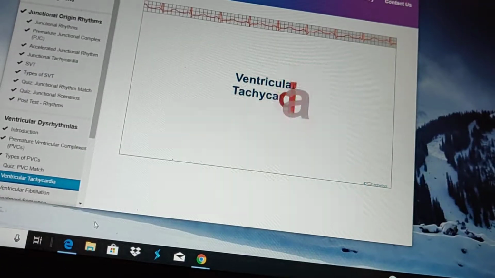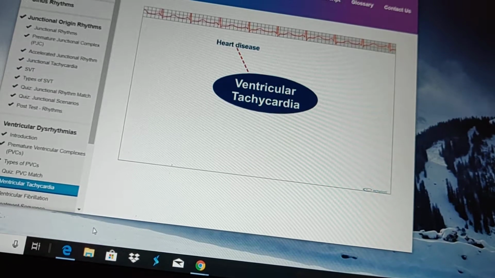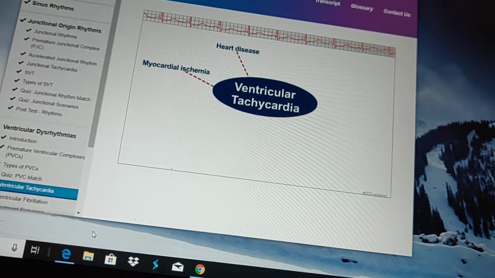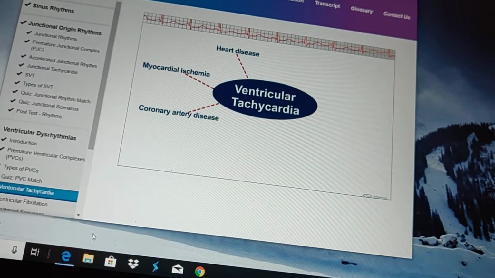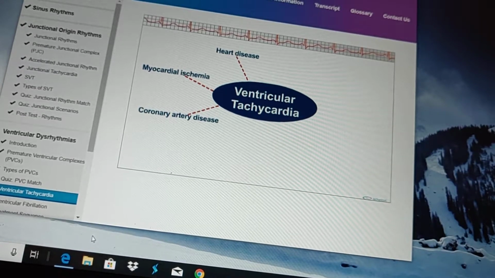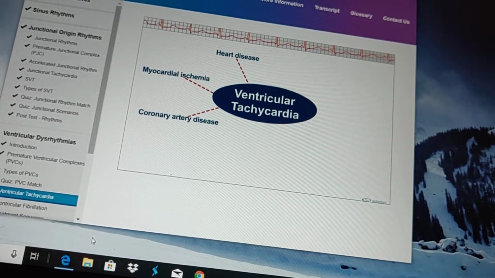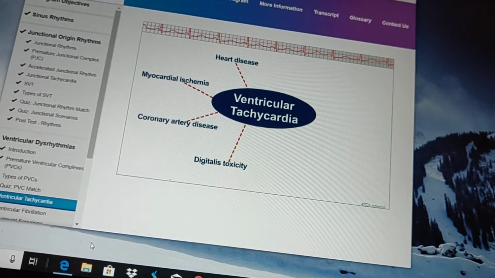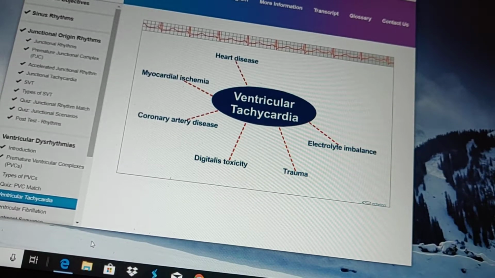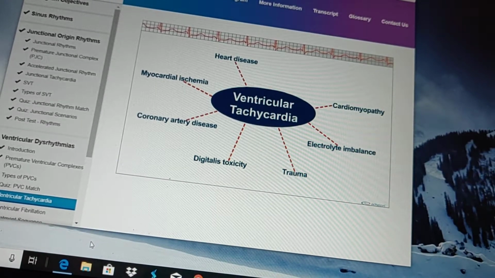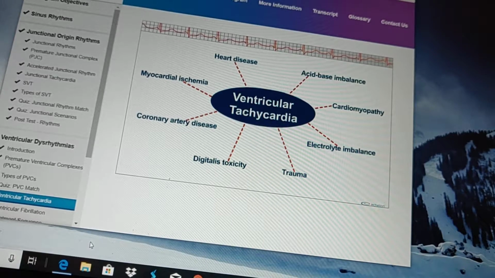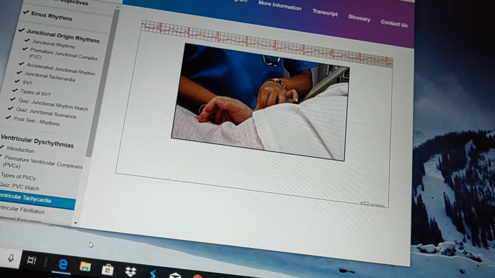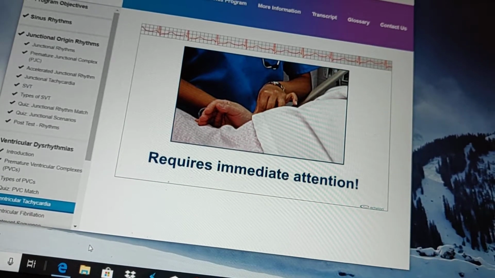Ventricular tachycardia may be associated with heart disease, particularly myocardial ischemia and with coronary artery disease. Some other causes of VTAC include digitalis toxicity, trauma, electrolyte imbalance, cardiomyopathy, and acid-base imbalance. Ventricular tachycardia requires immediate attention.